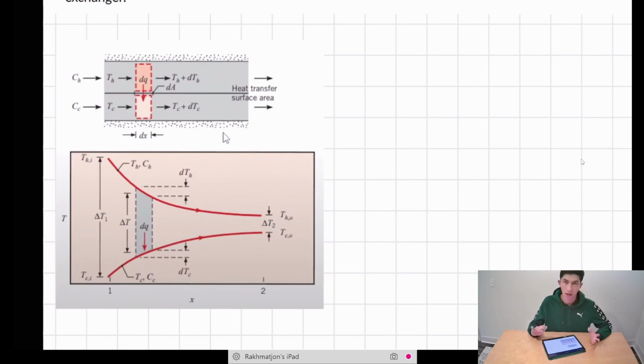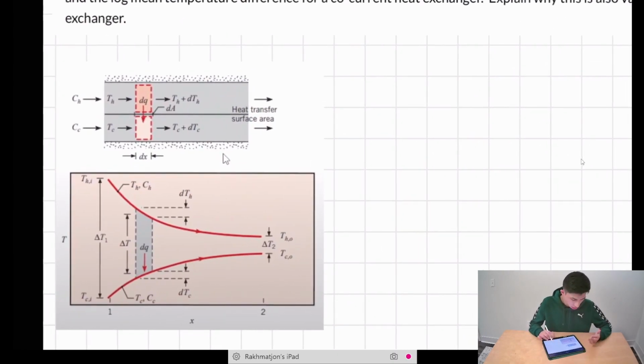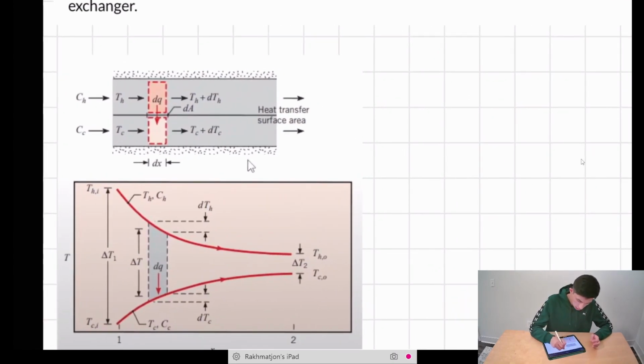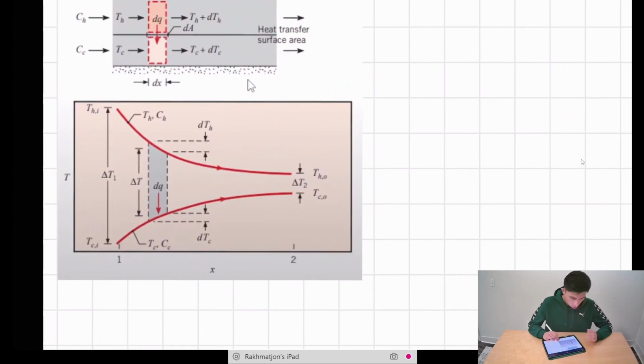represents our problem. So we have some differential area from which the heat can be exchanged from the hot stream to the cold stream, and CH here represents the hot stream, and CC represents the cold stream, and they're both in the same direction. So this is going to be the inlet, and this is going to be the outlet. And at the bottom we have another diagram.